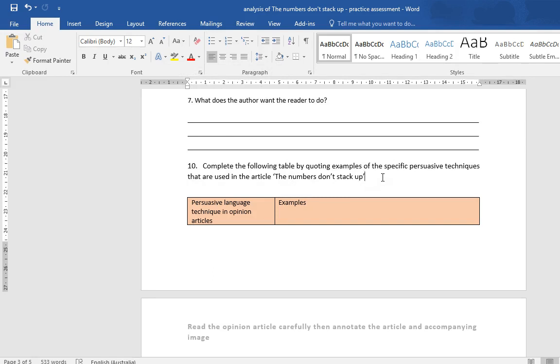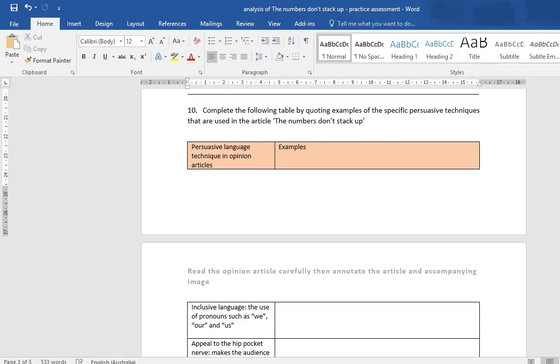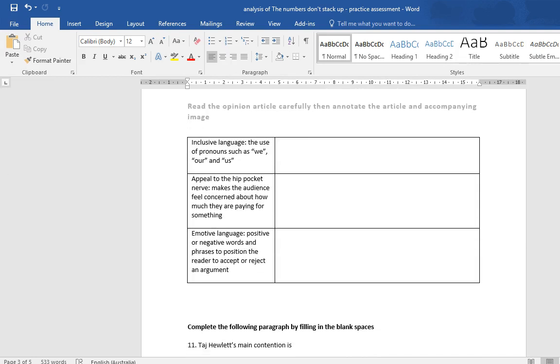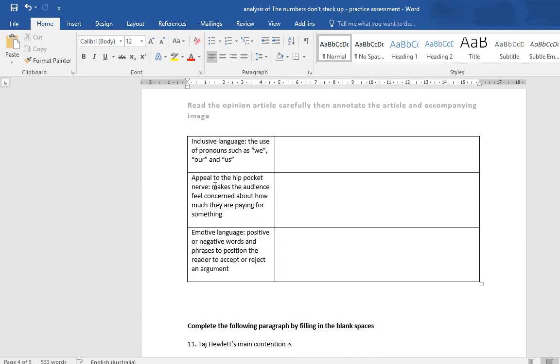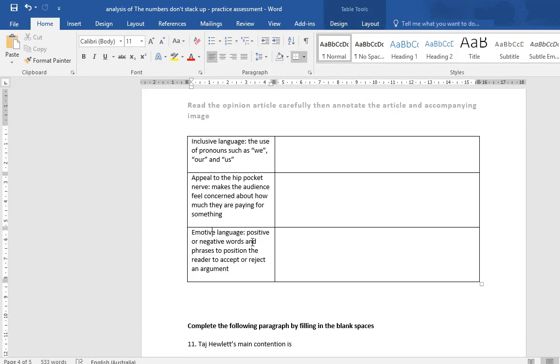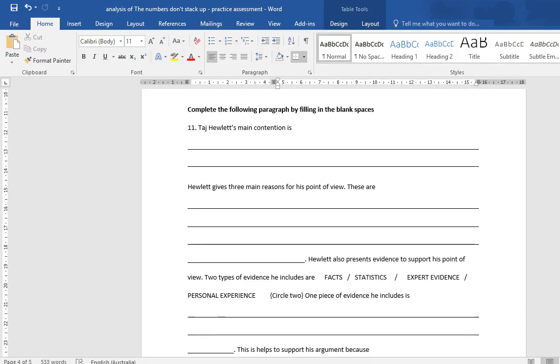the article. The numbers don't stack up. So on the left, you've got the persuasive technique, and on the right, you need to give an example. Okay, so we've got inclusive language, appeal to your pocket, and emotive language as well. So you need to pop in as many examples as you can would be best into these 3 boxes.